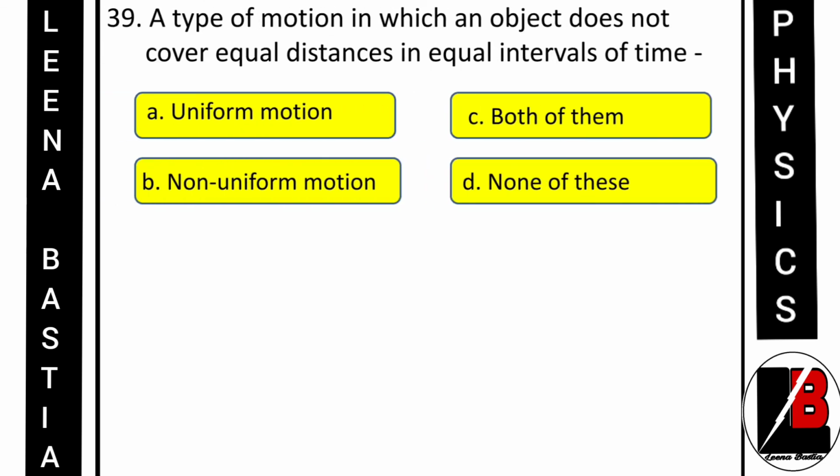A type of motion in which an object does not cover equal distances in equal intervals of time. The options are uniform motion, non-uniform motion, both of them, none of this. So here the answer is non-uniform motion. Children, just remember, motion can be categorized into two types basically, uniform and non-uniform. In uniform, the type of motion moves equal distances in equal time intervals, that is uniform. And if it does not cover equal distances in equal time intervals, then it is non-uniform.